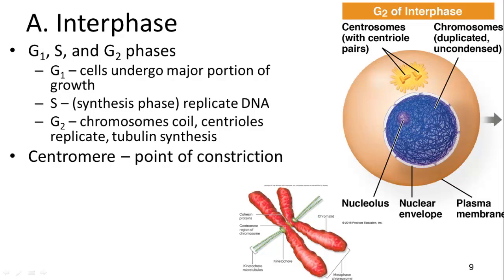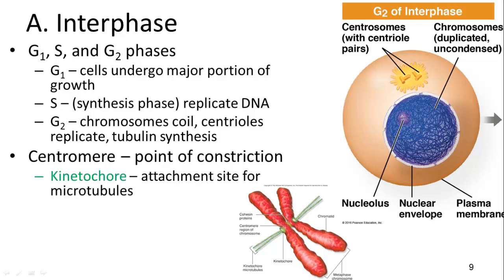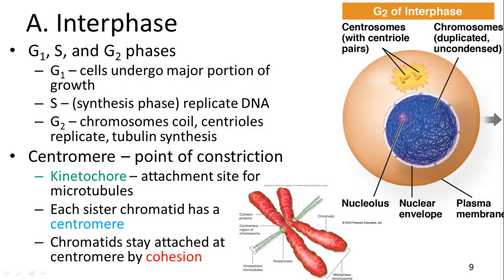The chromosomes themselves have this point of constriction after the S phase. And then the kinetochore is the site for microtubules to attach. So if you remember, centrosomes are for guiding chromosomes during mitosis. One of the things they do is they have microtubules which come out and attach to the chromosomes. And the chromatids then stay attached by the centromere at the cohesion molecules, or the cohesion spot there.